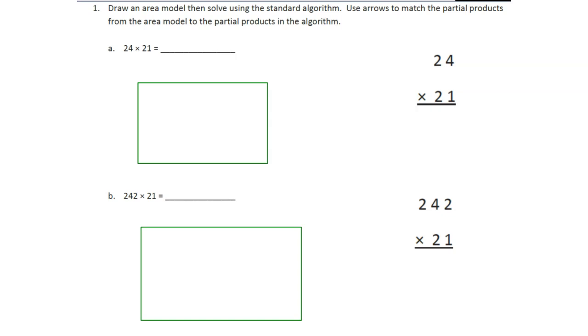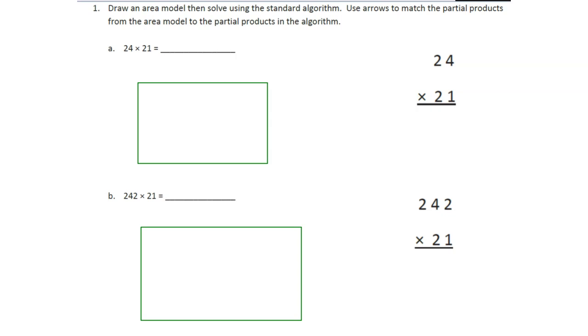Let's go ahead and jump into today's lesson. We are on Module 2, Topic B, Lesson 5. Our objective is to connect visual models and the distributive property to partial products of the standard algorithm without renaming. Alright, so let's take a look at this. Number 1 says, draw an area model, then solve using the standard algorithm. Use arrows to match the partial products from the area model to the partial products of the algorithm.